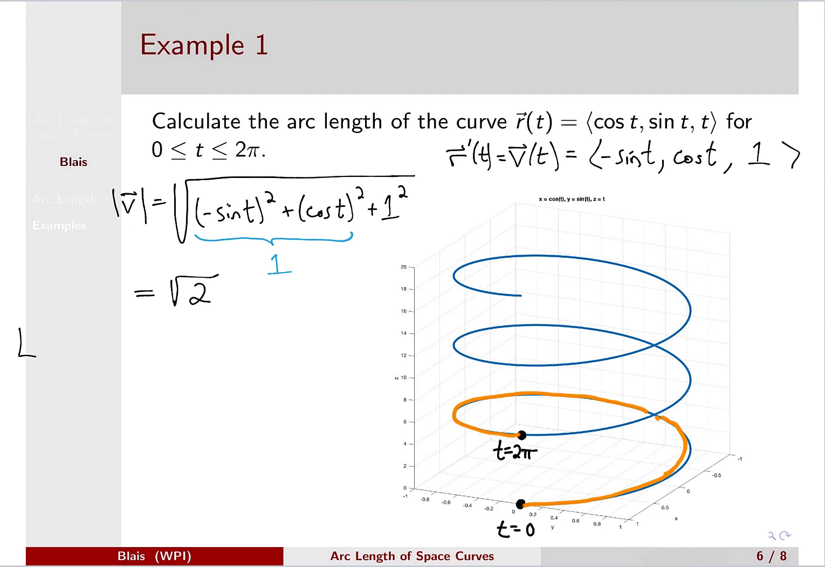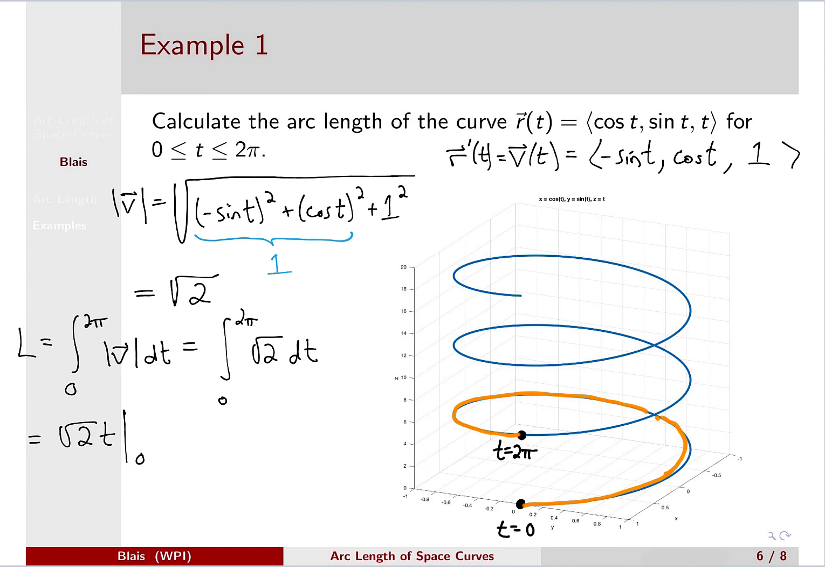Thus, our arc length, we integrate from 0 to 2 pi, the magnitude of the velocity vector dt, which in this case is root 2. Taking an antiderivative, we have root 2 times t, and we evaluate between 0 and 2 pi, or root 2 times 2 pi minus root 2 times 0, or 2 pi root 2. And so this gives us the length of this helix from time 0 to time 2 pi.